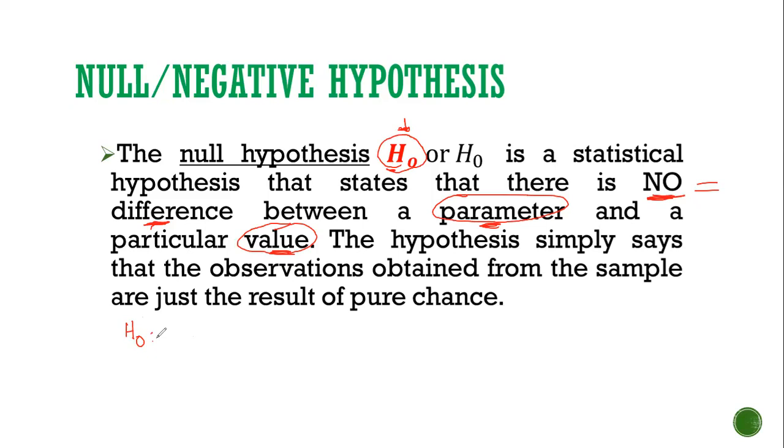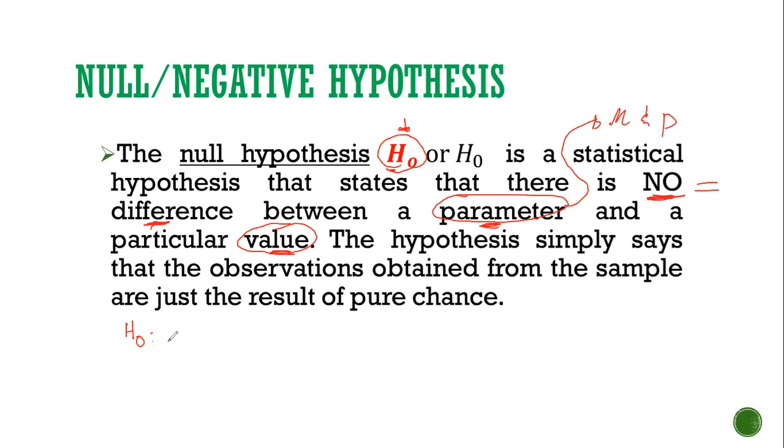Sabi natin kanina, we are going to compare two. Di ba? We have your parameter and then your value. And on your parameter, sabi natin, we will only utilize two parameters. What are those two parameters ulit na gagamitin natin? We have your mu, which is your population mean, and your population proportion. Dalawa. Okay? Either mean or proportion.